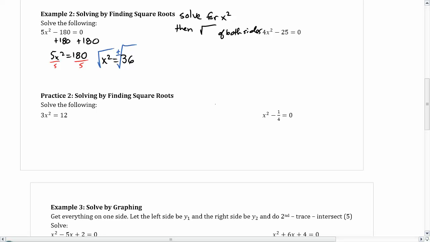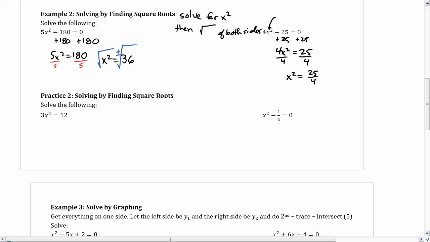It's the same thing for the second problem as well. So what we want to do is solve for the x squared, so add 25 to both sides. After you do that, you'll have 4x squared equals 25. Divide by 4 on both sides. So you have x squared equals 25 over 4. So that would be where we stop if it's a linear equation.